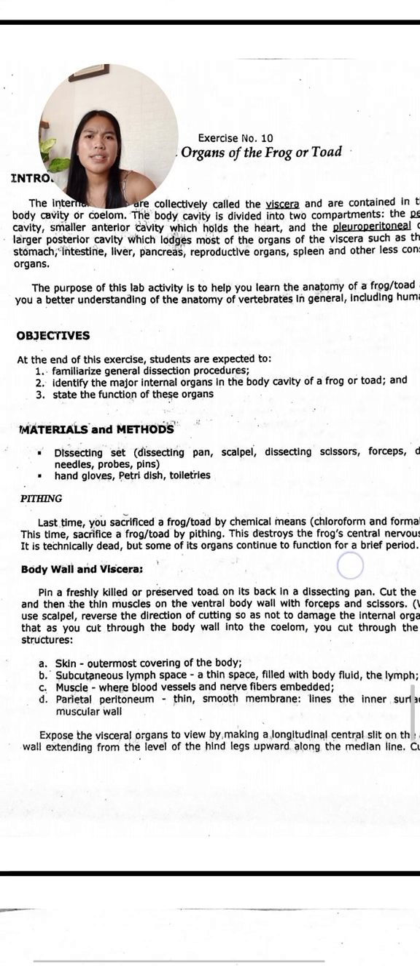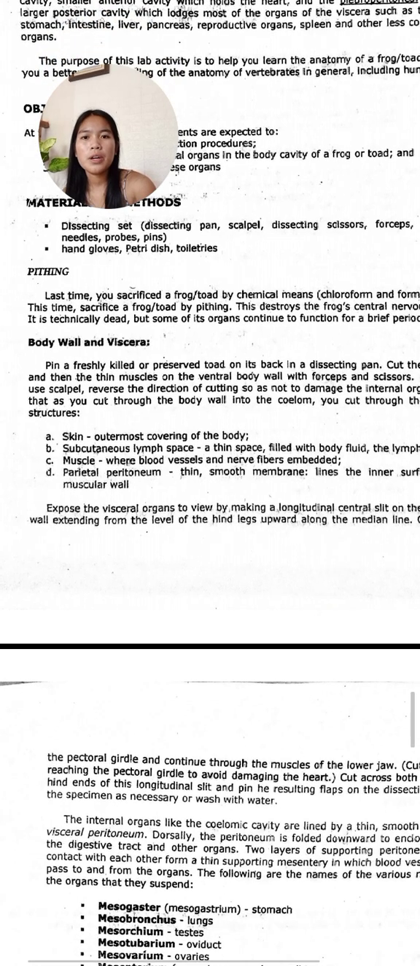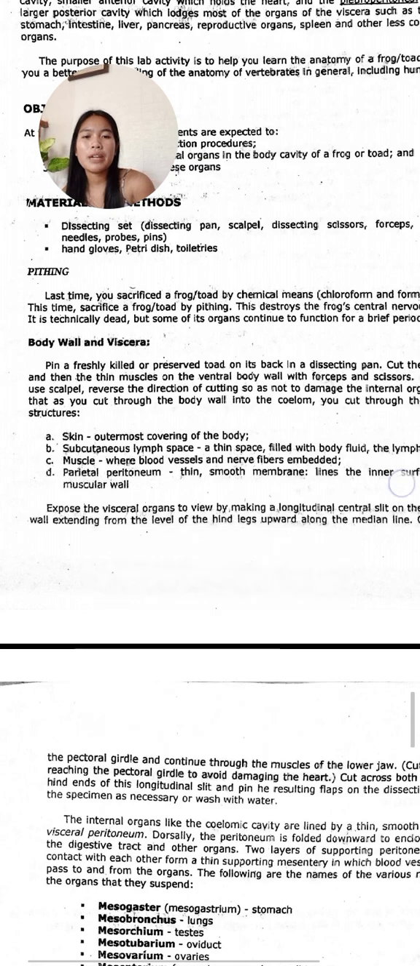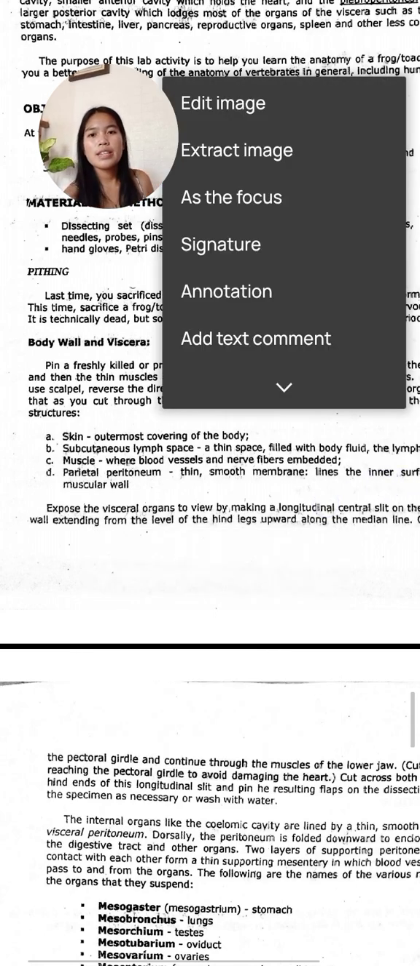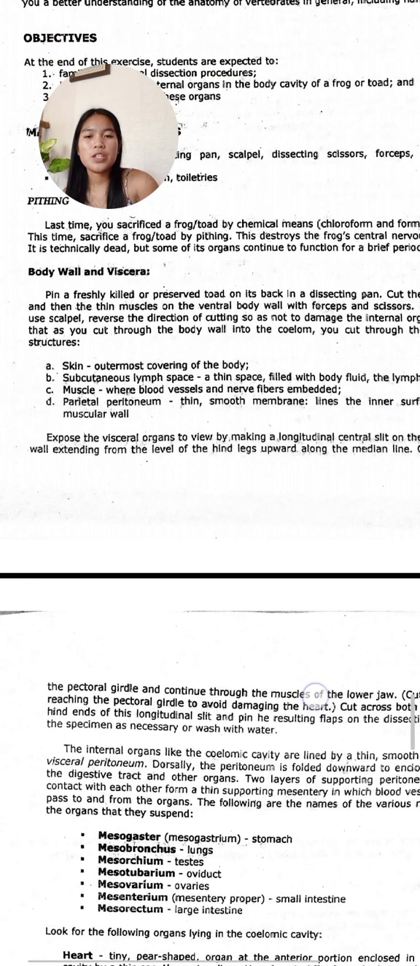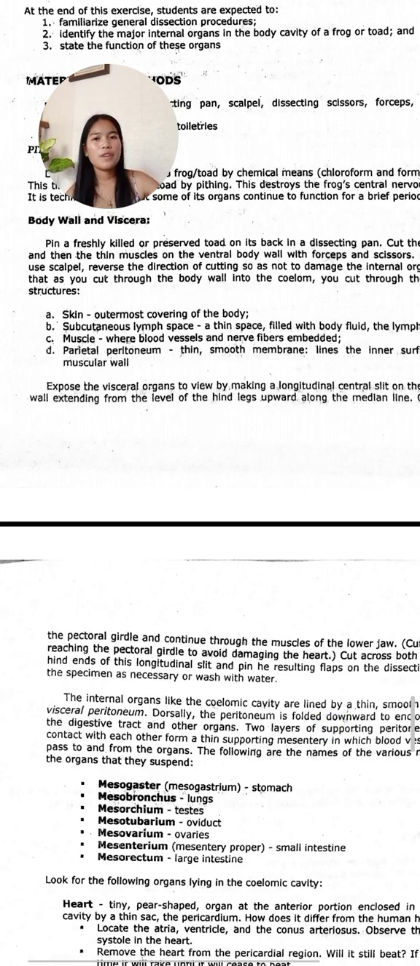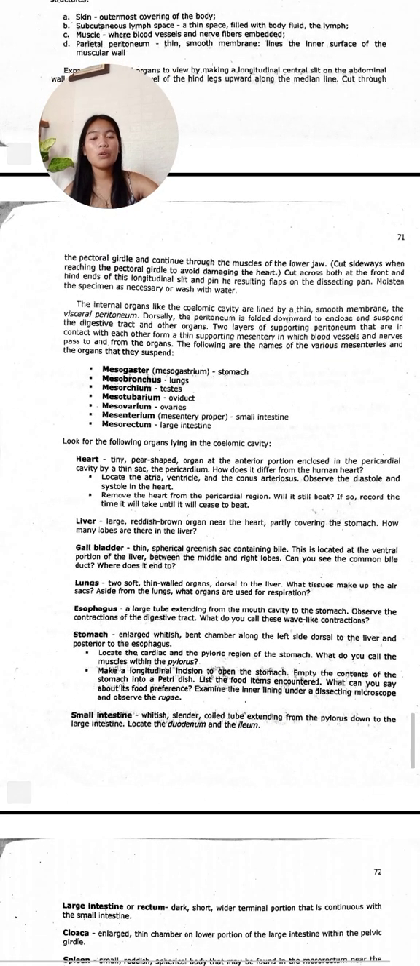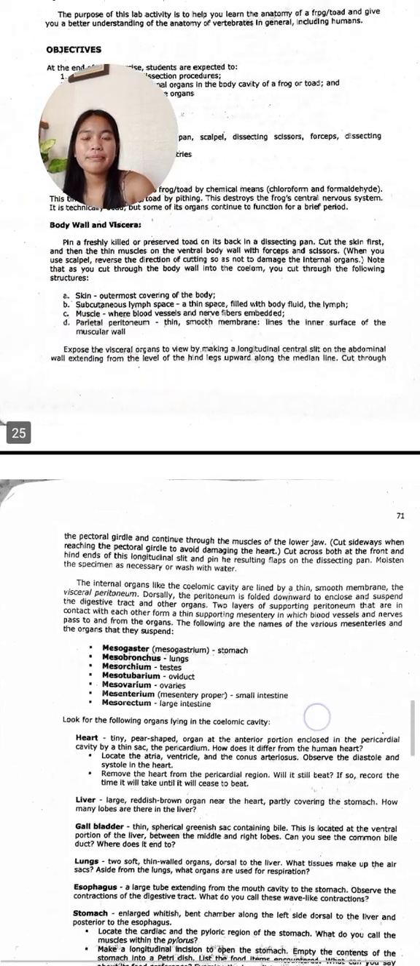Last time you sacrificed a frog or toad by chemical means. So next is body wall and viscera. Pin a freshly killed or preserved toad or frog on its back in a dissecting pan. Here, we would dissect the frog, but since we have not been in the lab, we will just discuss it.